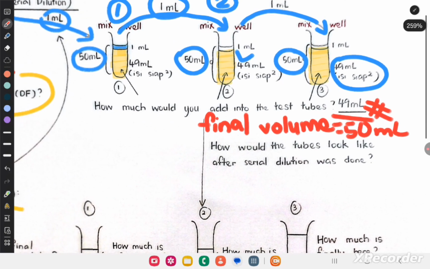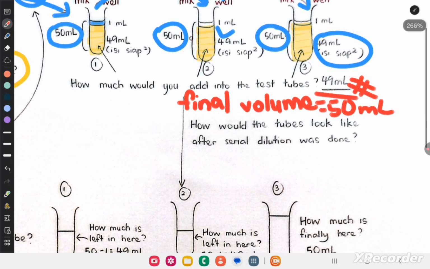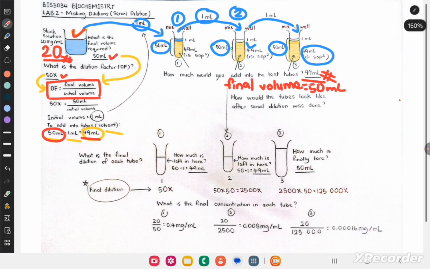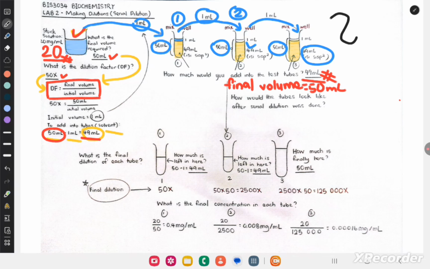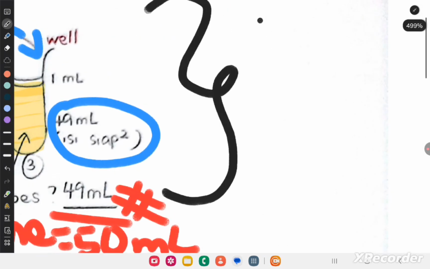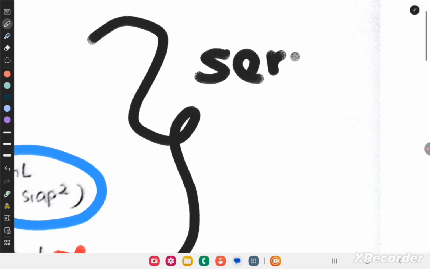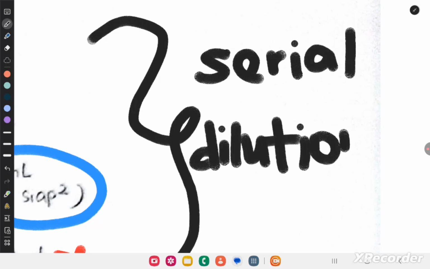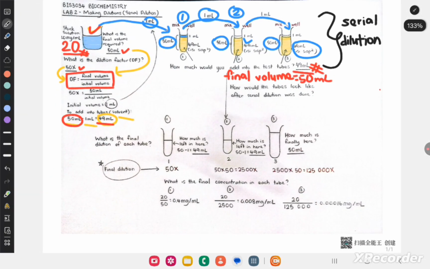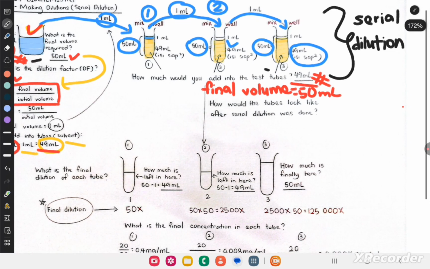Okay, so now how would the tubes look after serial dilution was done? Basically what we did just now, the transfer of the 1 ml solution, is not the serial dilution. This step from here to here is not the serial dilution. So the question asks, how would the tubes look after serial dilution was done? How would this tube and this tube look after serial dilution?